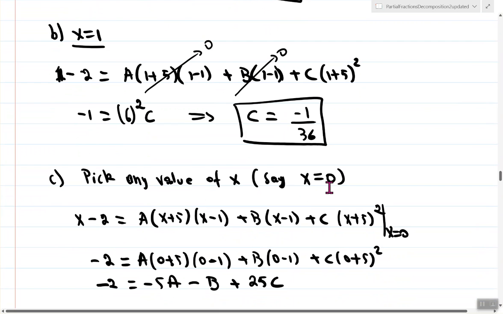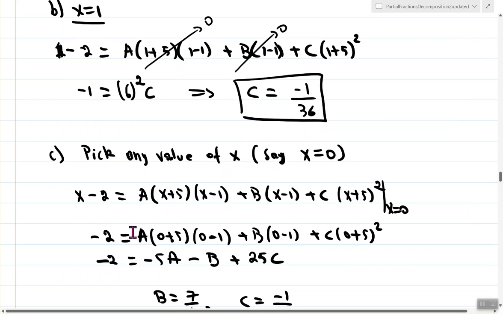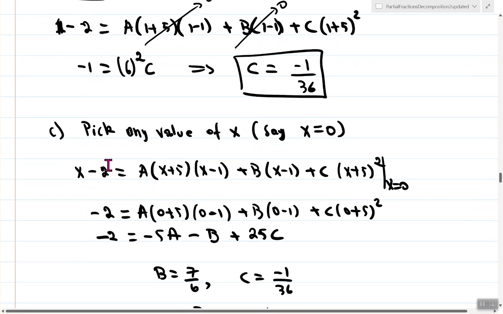What I did here, I picked x equals 0. So I go to the equation and evaluate this equation at x equals 0. You can pick any value. You can pick x equals 2, x equals negative 2, and so forth. It doesn't matter. So I plug in 0 for x, wherever x is. On the left side, I get negative 2. On the right side, I will get 5 times negative 1, which is negative 5a. Here, you get negative b. Over here, you get 25c. So you get this equation.